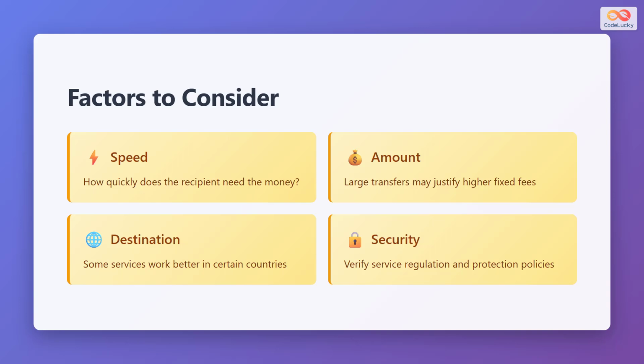The destination country significantly impacts your options, as some services operate better in certain regions or may not serve all countries. Finally, security considerations are paramount. Verify that any service you use is properly regulated, check customer reviews, and understand their protection policies in case something goes wrong with your transfer.